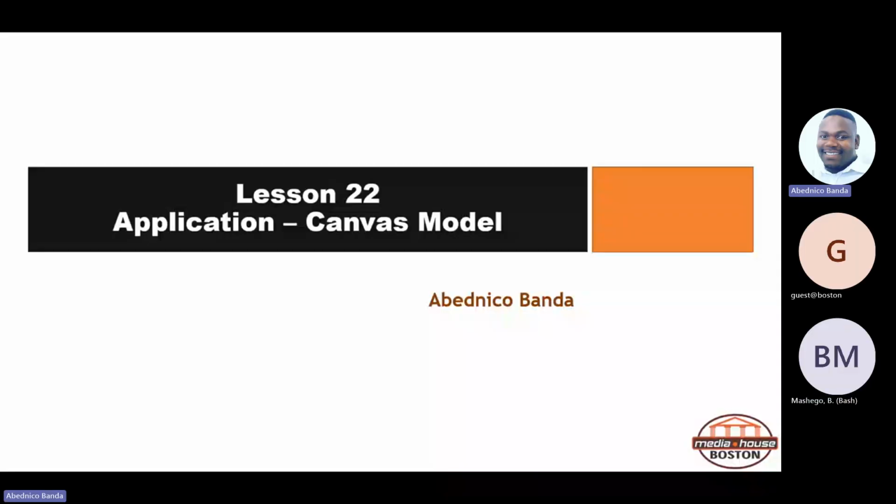Yes, I can see it. Canva model. So everyone can see the screen. All right.